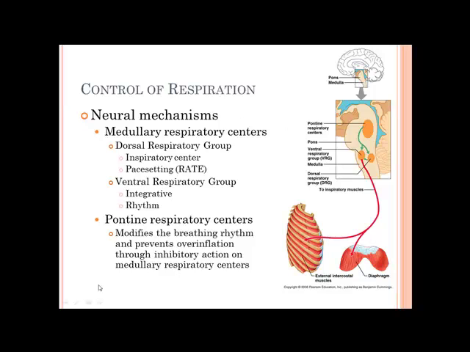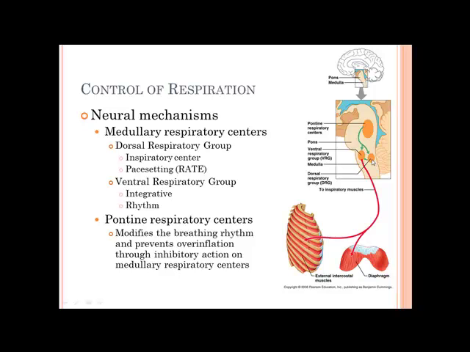This is a page from your study guide. So we're talking about neural mechanisms for respiration. First off, we're going to have our medullary respiratory centers. We get a dorsal group and we get a ventral group. Our dorsal group is in back, ventral group is in front.